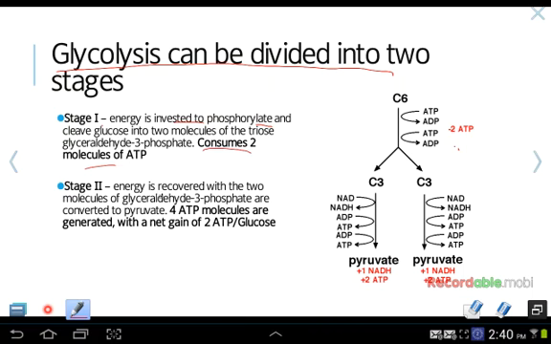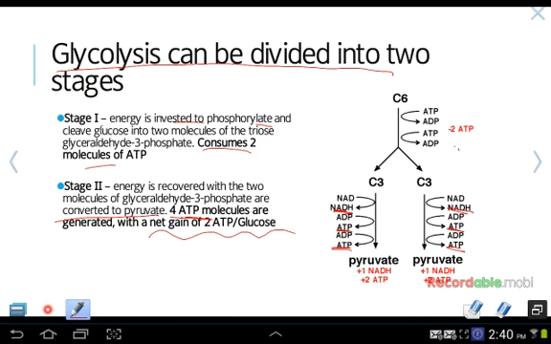In stage 2, energy is recovered when the 2 molecules of glyceraldehyde 3-phosphate are converted to pyruvate, generating 4 ATP molecules. So you can see we generate 1 NADH and then 4 molecules of ATP. So I'm sorry, it's 2 NADH and 4 molecules of ATP, giving us, again, the net gain of 2 ATP per glucose in glycolysis.